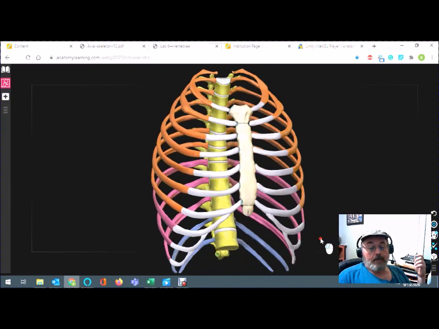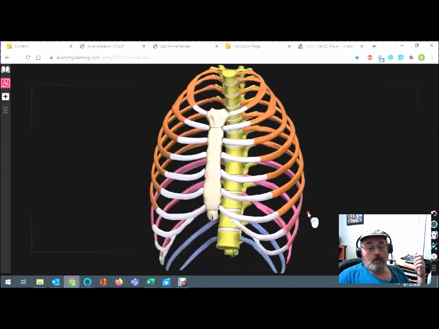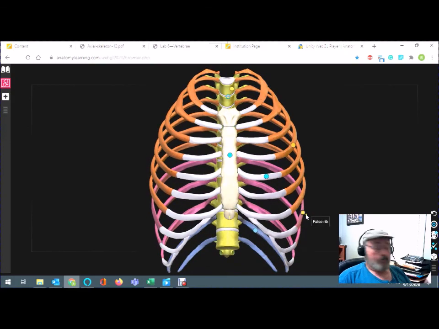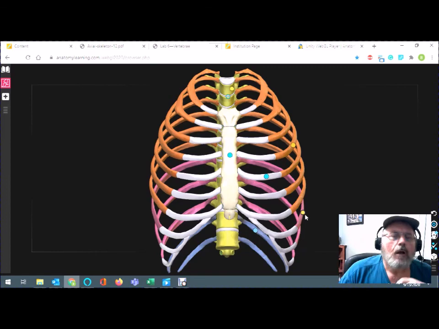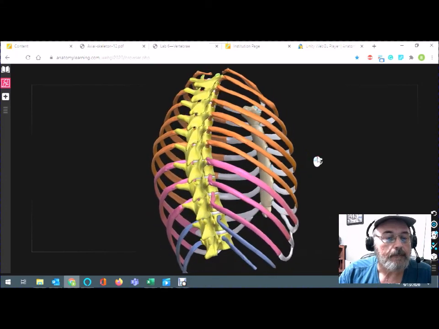Now, the thing about these two is that the more specific term for them is floating ribs. So floating ribs are a subset of false ribs. All floating ribs are false, but not all false ribs are floating. That's basically what we're looking at.